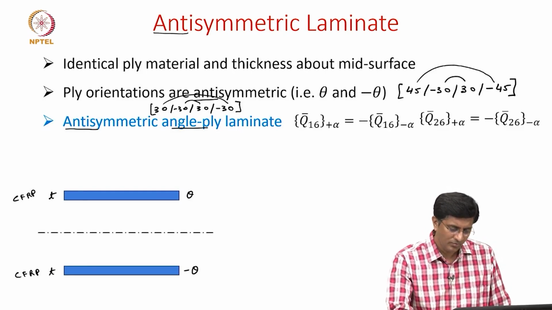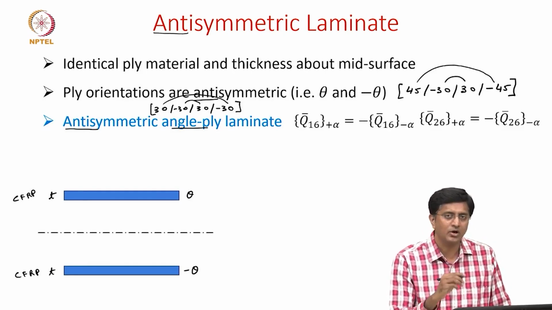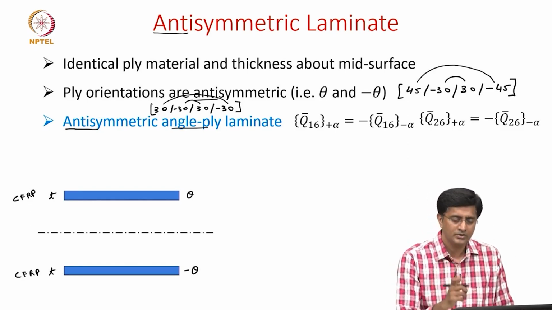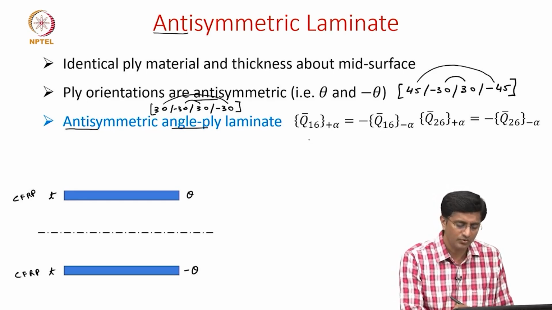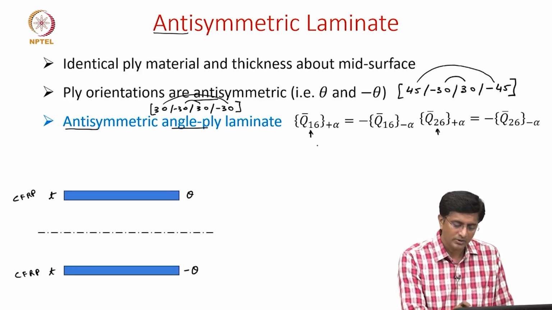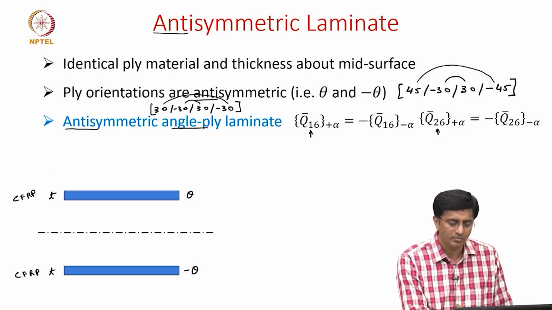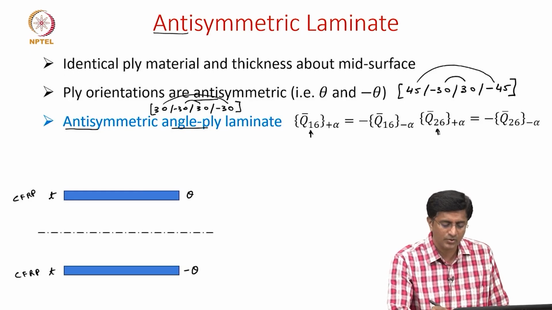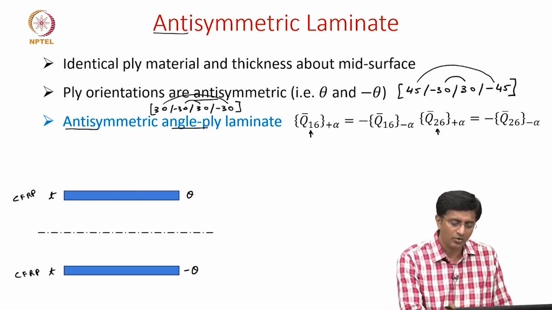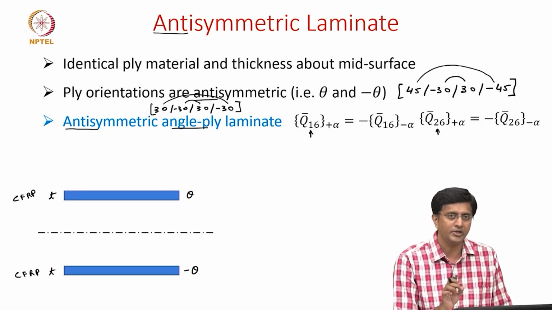For that, first we will notice how the transformed stiffness matrix gets affected. At the beginning of this video, we revised that for the Q matrix terms Q16 and Q26, the magnitudes are the same whether the angle is plus alpha or minus alpha, but there is a change in the sign. Similarly, the same goes with Q26. So let's see how this will affect our ABD matrices.